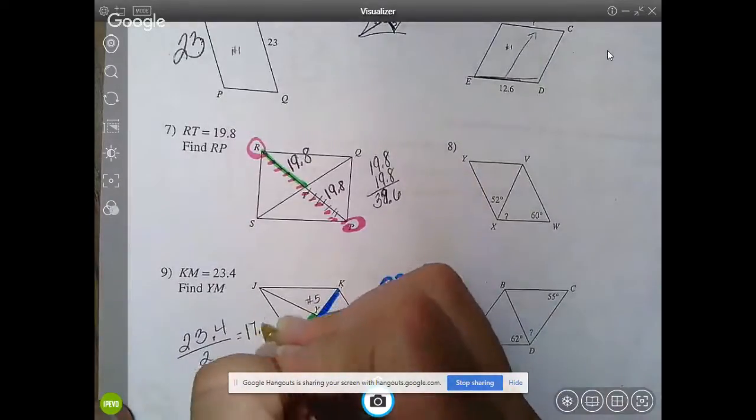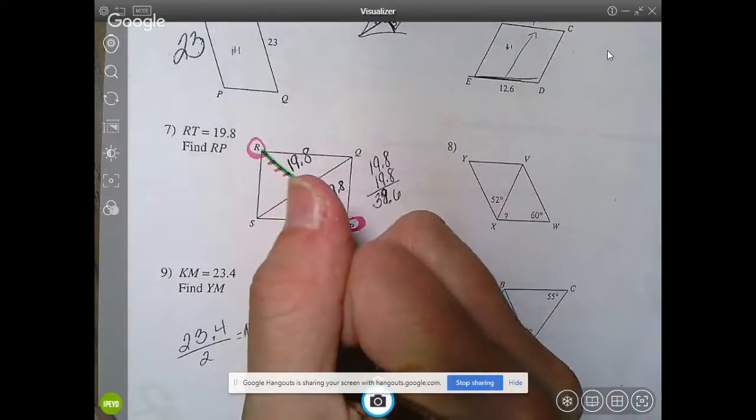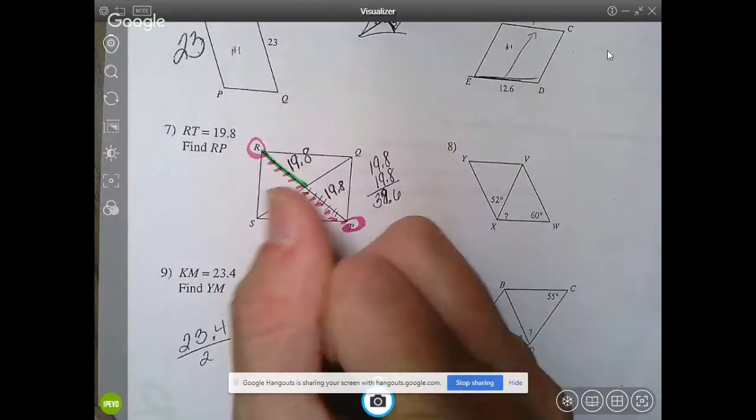23, is that 17.2? Oh, wow. Good thing I have fact checkers. 11.7.